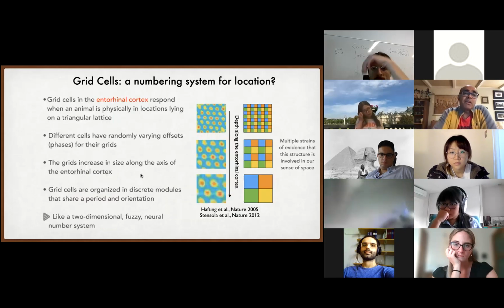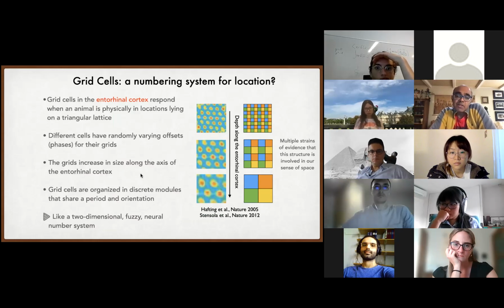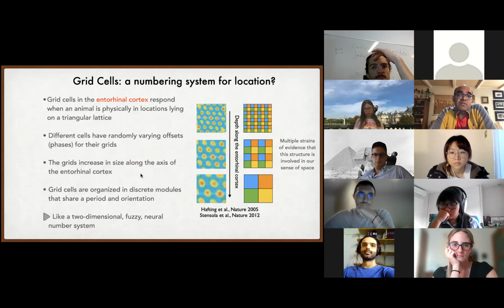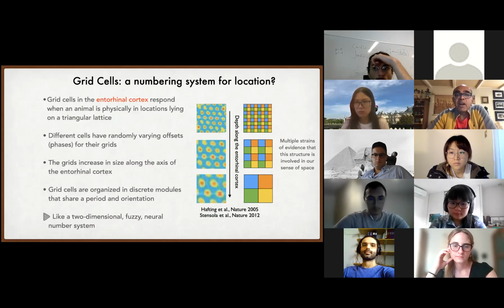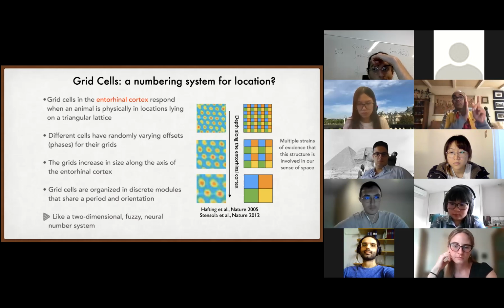Now let's take a look at some data. In about 2005, the lab of Edvard and May-Britt Moser showed that in the entorhinal cortex, there are so-called grid cells that respond in the following way. The square here is a room, and in the room, they've marked out hotspots of locations where the animal was standing when the particular neuron they're recording from fired. So this neuron fired when the animal is physically located in places lying on a triangular lattice. If you go to the neighboring neuron, it turns out that that grid of responses will be shifted by a bit, so you've got different phases.